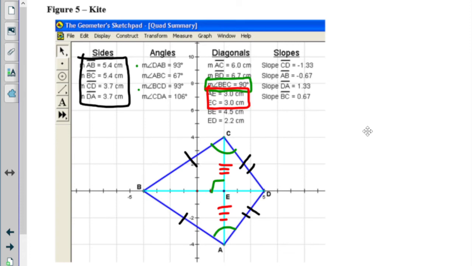So those are all the things that are true about a kite. You have one diagonal getting bisected. You have one pair of angles being congruent. And you have the diagonals being perpendicular.